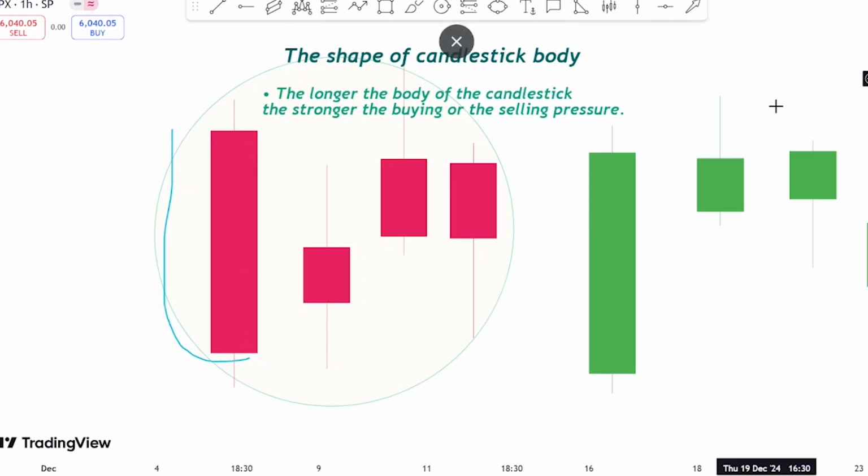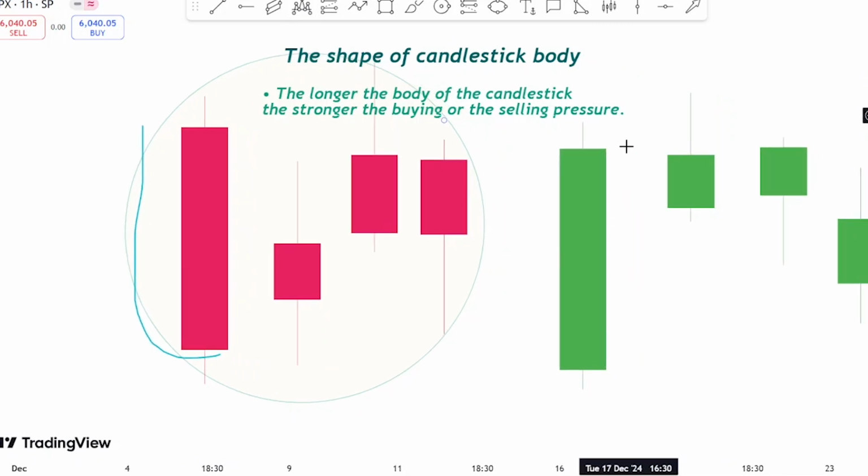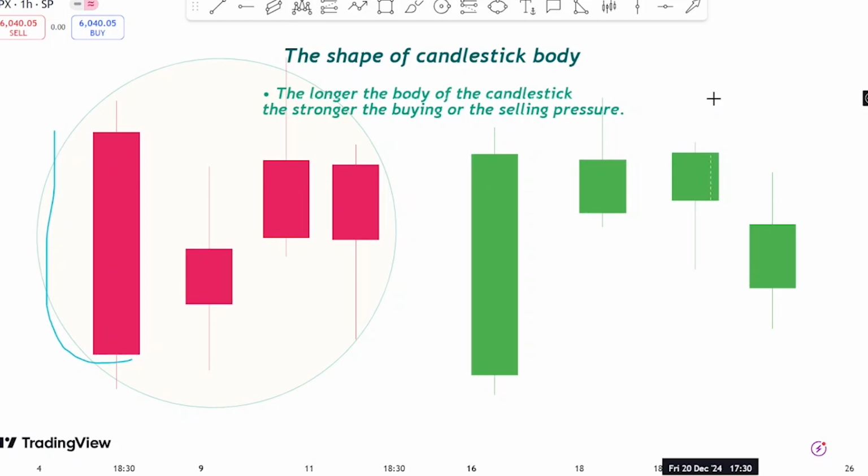Even from the side of the buyers, this body is bigger than the others, so which means that this candle is the biggest of these ones, and it represents that the buyers are still dominating the market. The buyers are stronger than the sellers. There's no indication of the sellers dominating the market or making the market change direction.